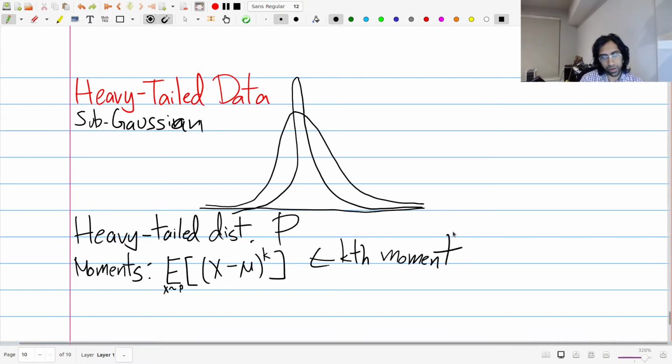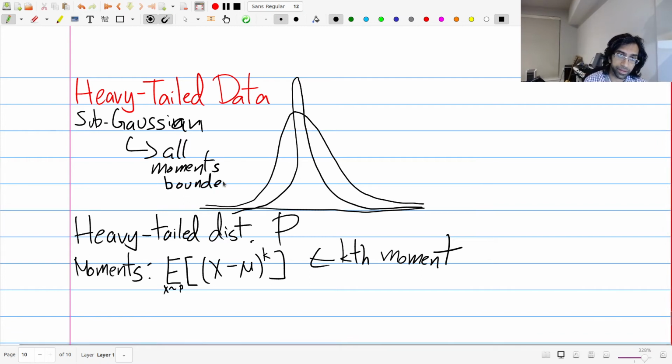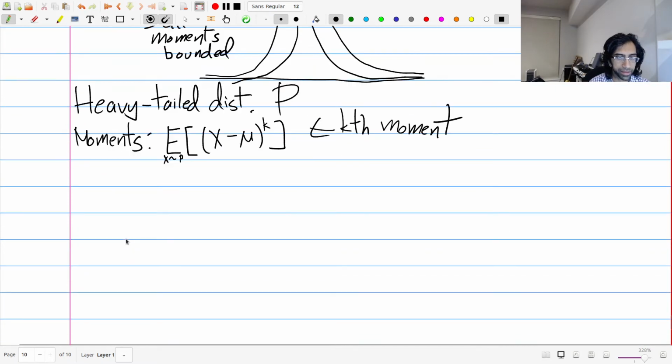And right, the idea is that with a sub-Gaussian distribution, all moments are bounded. The second moment, the third moment, and so on, they are all bounded, which sort of implies that the distribution will decay very rapidly in some sense. However, often this isn't the case. Sometimes we only have distributions with some mean and a bounded variance. So let's just go over a simple example and try to investigate this simple case.